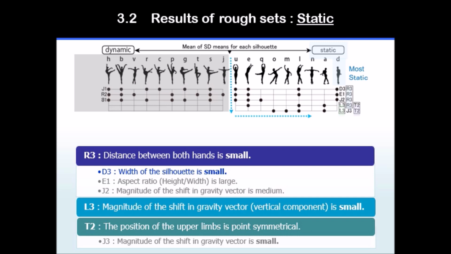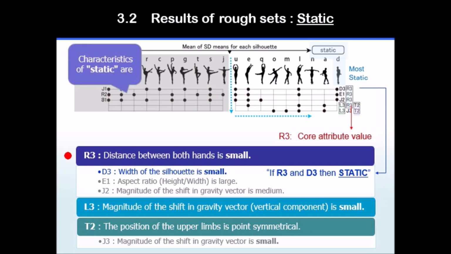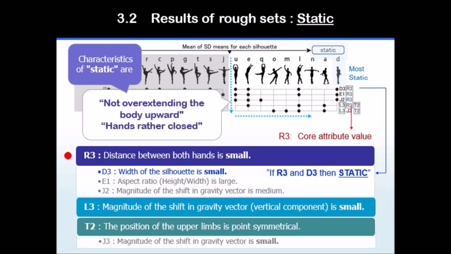In the rough set decision rule, D3 means if R3 and D3, then static. R3 is the attribute value for distance between both hands is small. Also, it is an important core attribute value as it shares a part of multiple combination patterns. From these 5 extracted patterns, static impressions are characterized by not extending upward and hands rather closed.